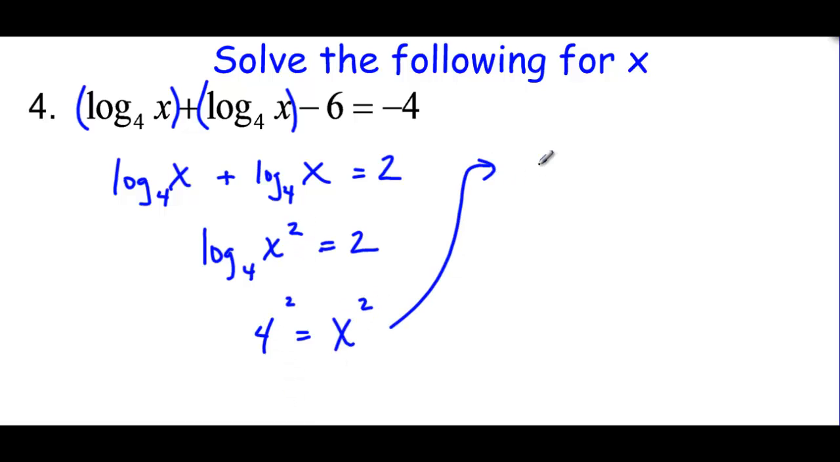I'll write this up here. Now I have 16 is equal to x squared. Hopefully remember to do this. You take the square root of both sides. When I take the square root of both sides, I'm going to have plus or minus 4 is equal to x.